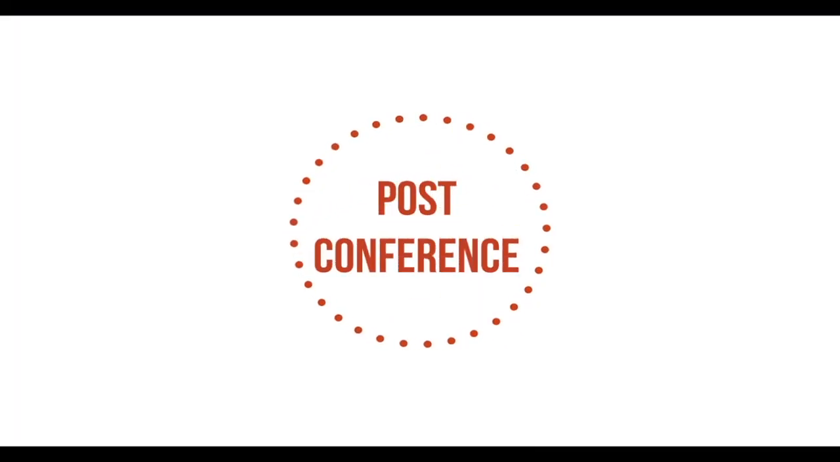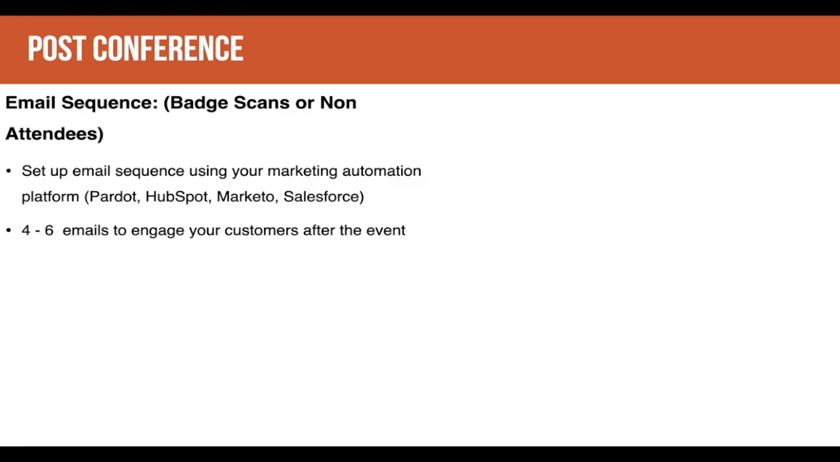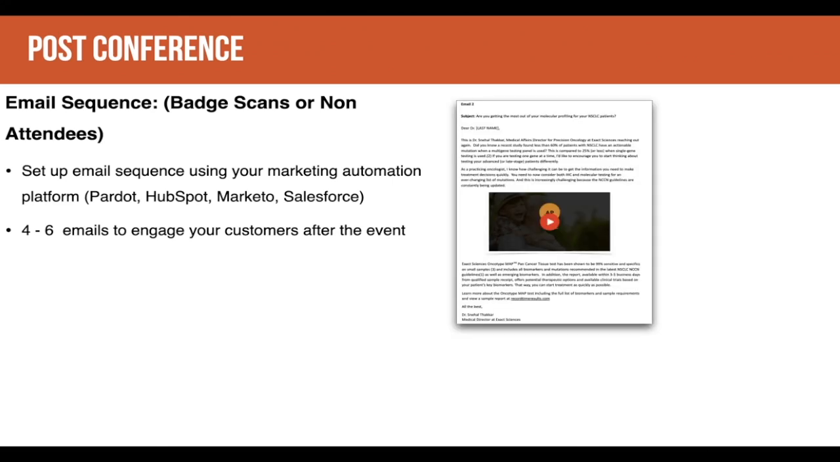And then the last thing I want to get into, again, if your prospects aren't able to go to the conference, which again, a very small, low percentage is, how can you engage them after the conference? So post-conference activities, we want to talk about how you can leverage it for non-attendees, but also those badge scans. Why don't you set up an email sequence with your marketing automation platform? I'm happy to talk about a lot of the different automation platforms that we work with. We're agnostic, but we are HubSpot users, just full disclosure. I would recommend doing a 4 to 6 email sequence after the conference to engage your customers after the actual event. This is just one of the examples of the emails and what it looks like.